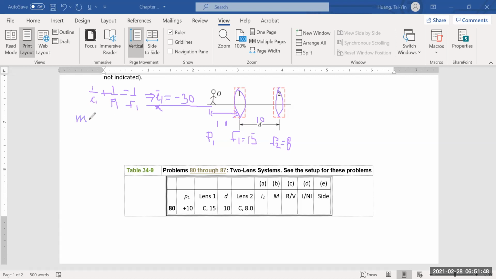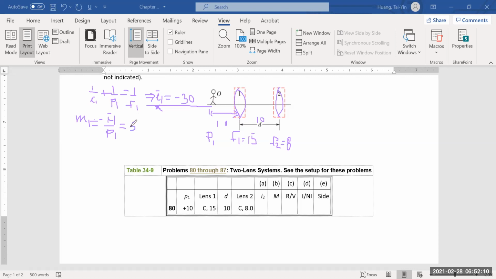First of all, calculate M1, the magnification. So magnification is negative I1 over P1. And your I1 is negative 30. So negative, negative becomes positive. So you have the 30 in the numerator, and in the denominator, you have 10. So you will get a positive 3.